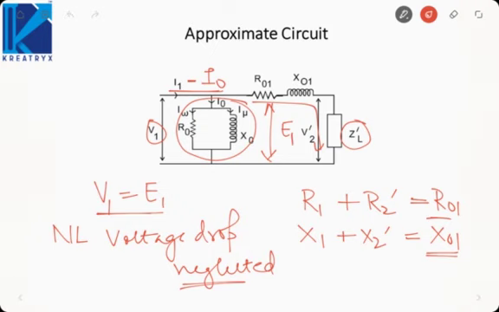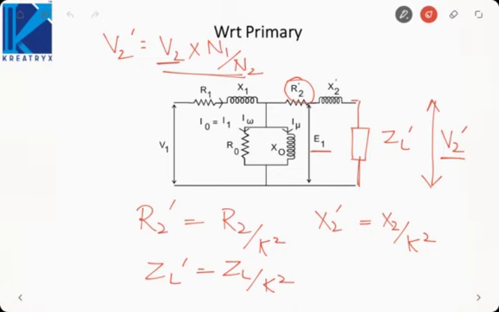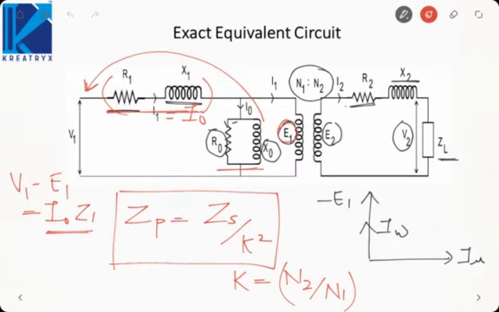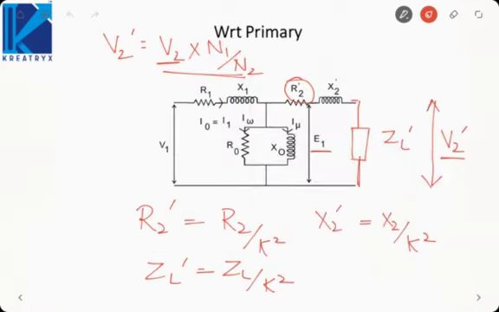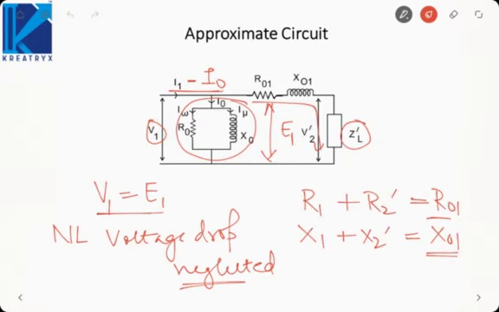Similarly, when we had the exact circuit, under no load condition, I0 was flowing through R1. So copper losses would be I0 square R1. But in this circuit, if you consider no load condition, the current going through here is 0. So there are no copper losses. So I0 square into R1 is 0. We have not considered any no load copper loss.